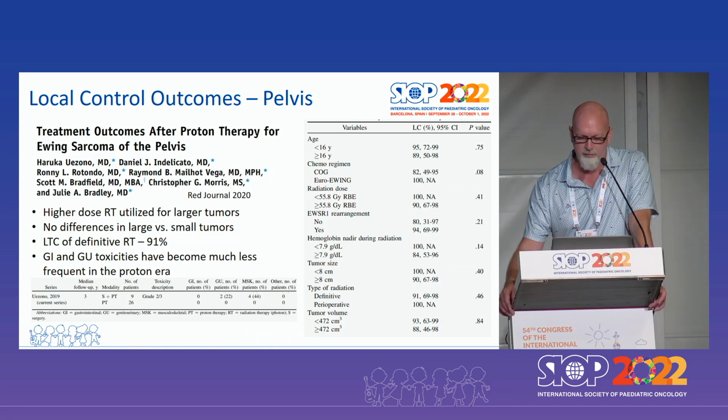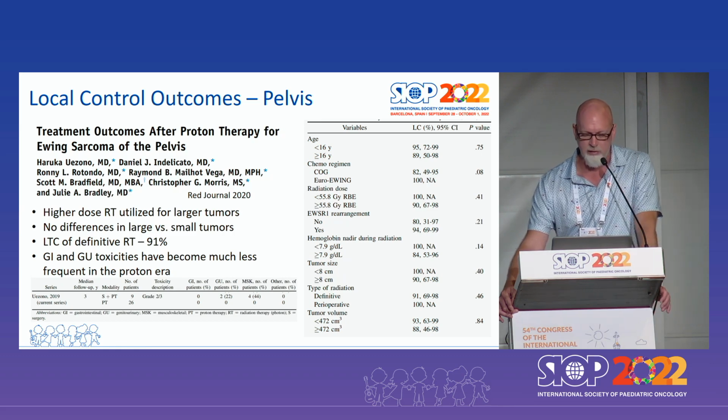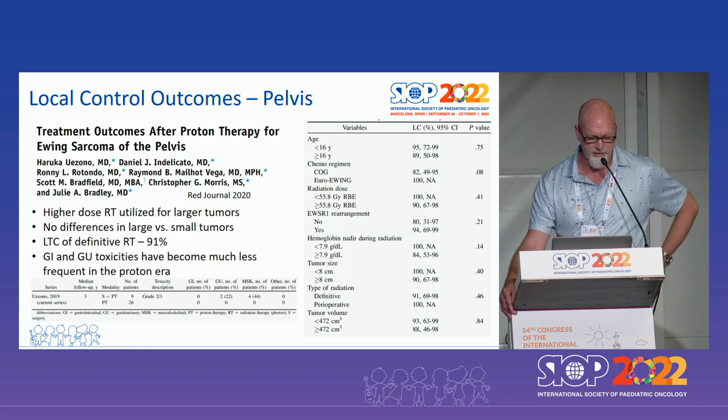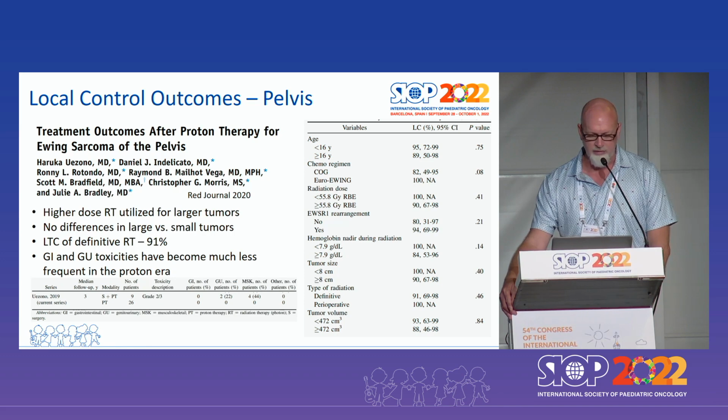There have been a number of series of proton or modern era treatments for patients treated with radiation therapy for pelvic sites of disease. These are often very, very large tumors, and historically these patients have fared less well, with local control rates in the 70 to 80% range. Here, this example, treated all with protons, has an excellent local control of over 90%. And I think the most important thing here is also looking at the toxicities of these patients, where they have relatively little GI or GU toxicity now that we've moved into this modern conformal proton therapy era.